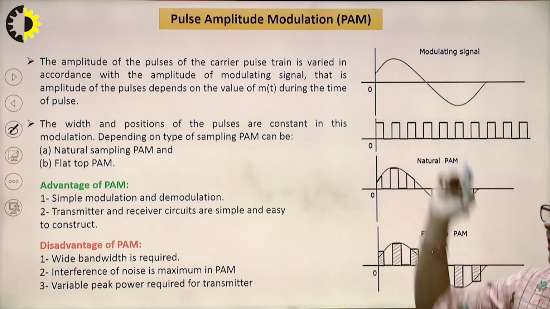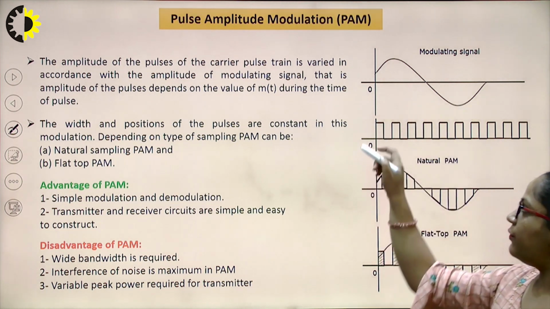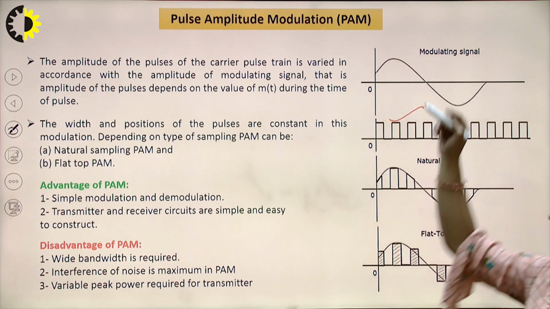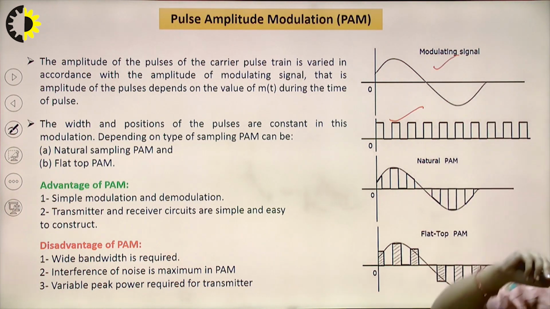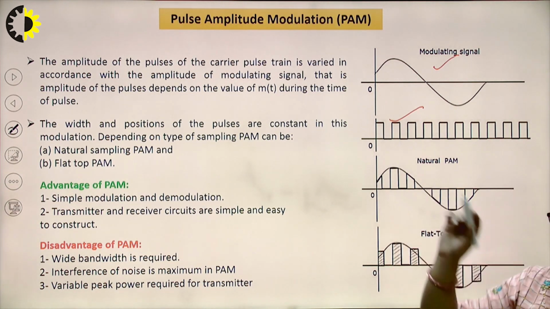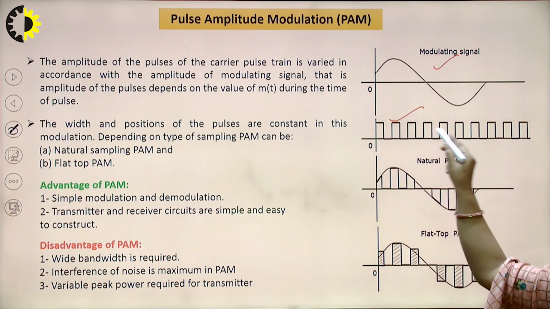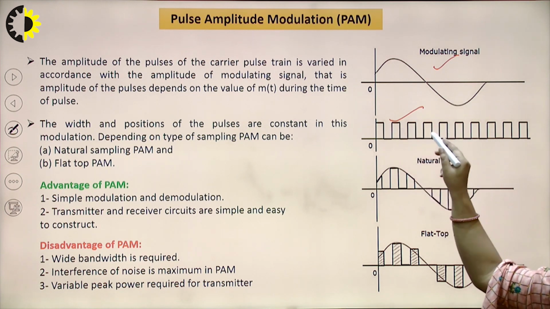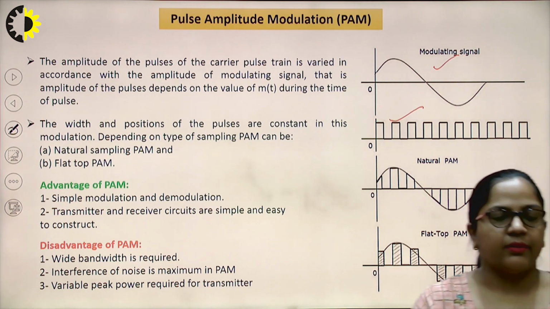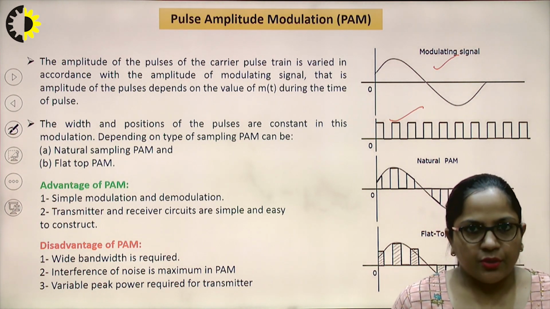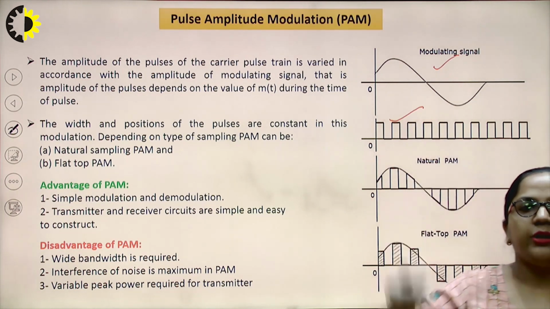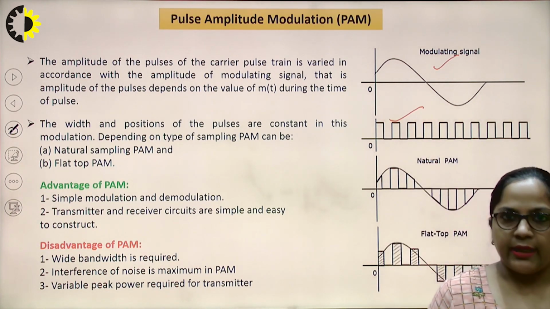So what is pulse amplitude modulation? First of all, we have to select the carrier in the form of pulses. We will have our modulating signal that we want to modulate, and at the output, the amplitude of these carrier pulses will vary according to the amplitude of the modulating signal. This is called pulse amplitude modulation. Here we are varying the amplitude of the carrier pulses according to the amplitude of the modulating signal.